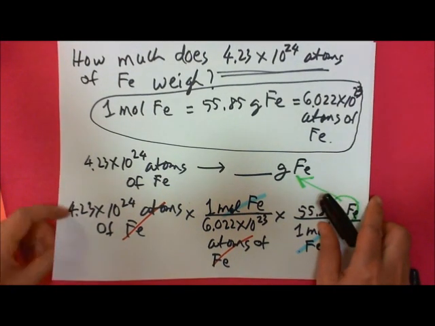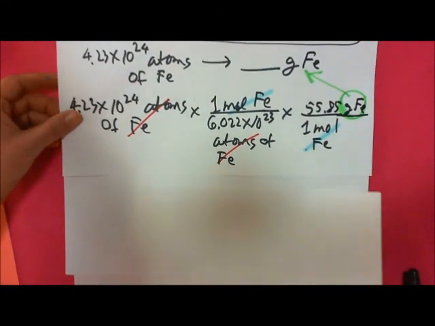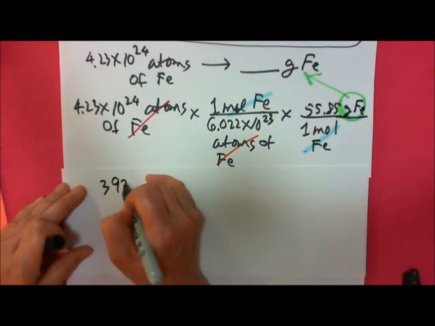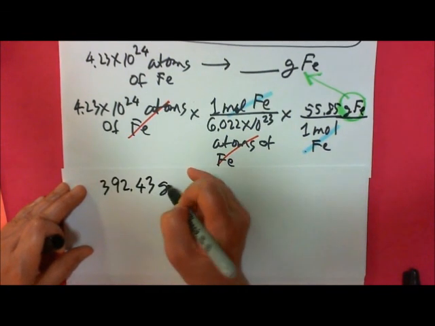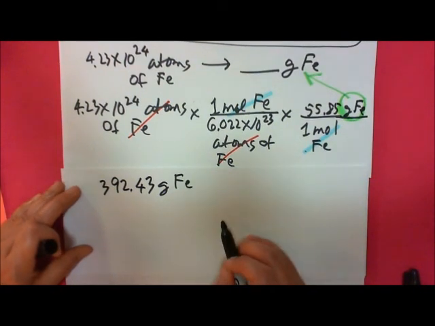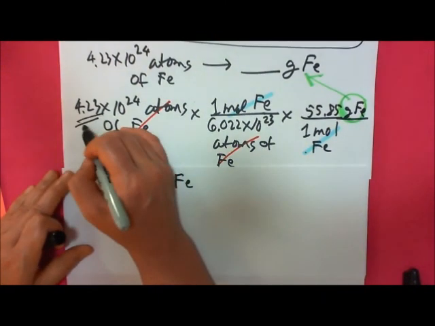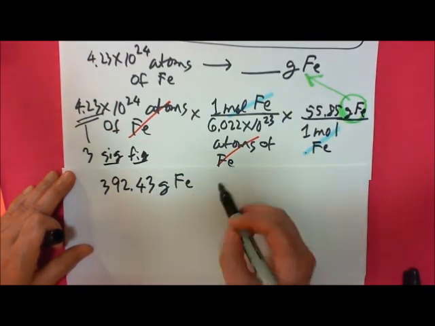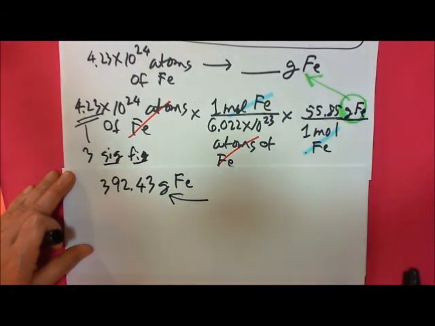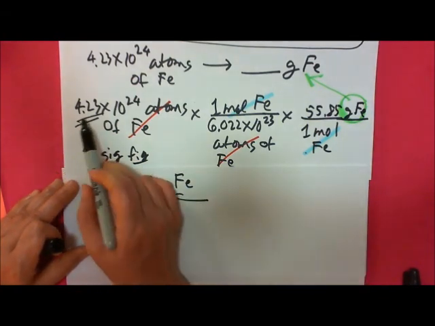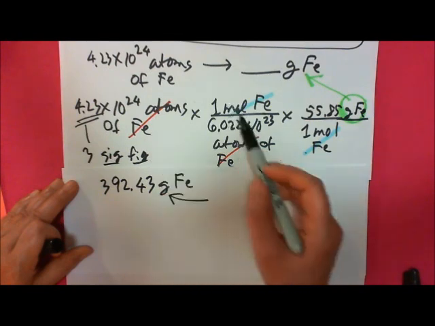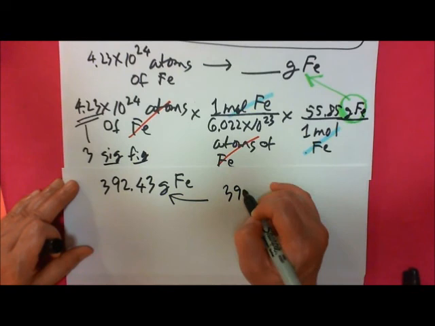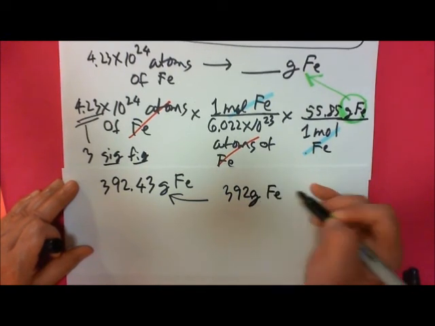All you have to do is stick all the numbers into your calculator, crunch the numbers through, and I get out 392.43 grams of iron. And once again, I had 3 significant figures here, 3 sig figs. And my answer should also be 3 significant figures because that's the limiting number of significant figures, and I'm doing all multiplication and division here. So the final answer should actually be 392 grams of iron.